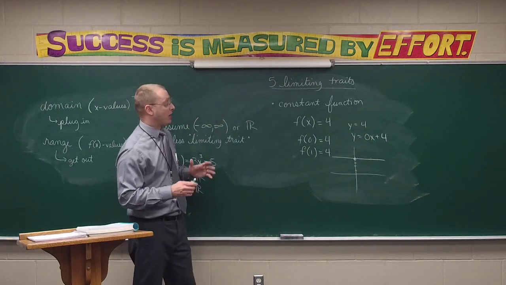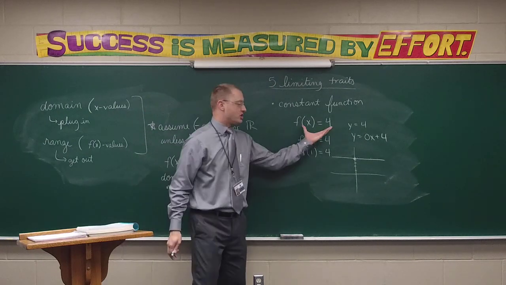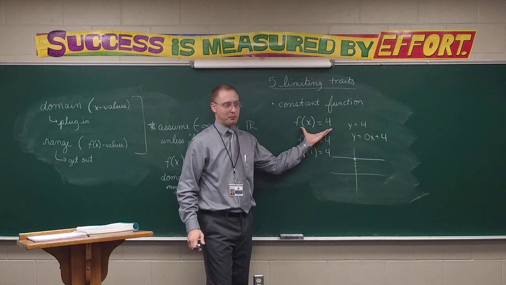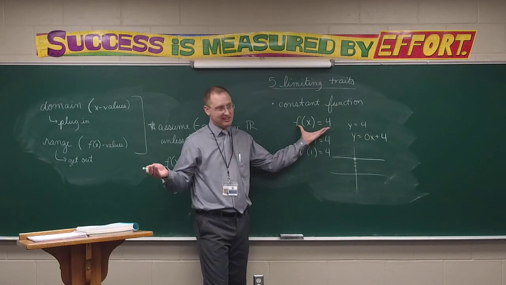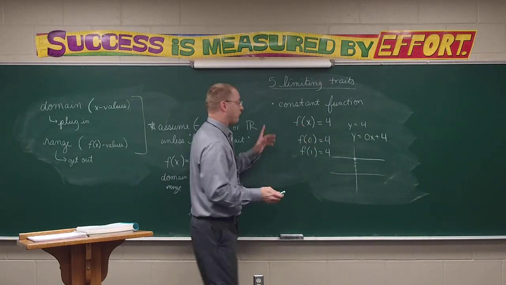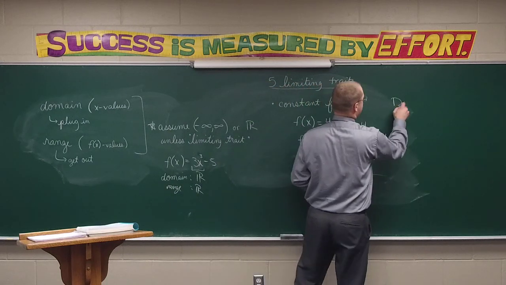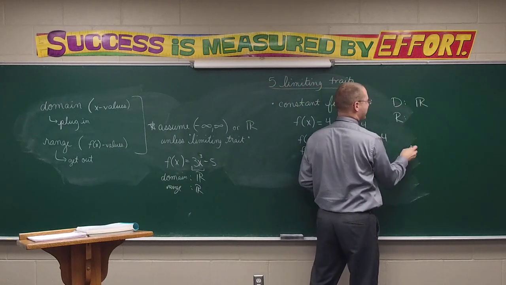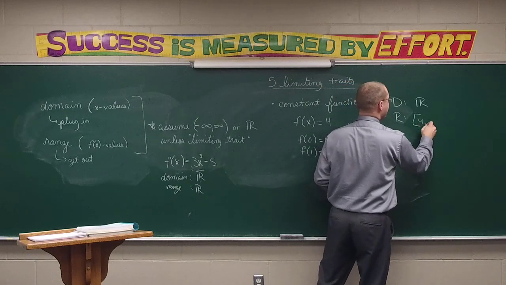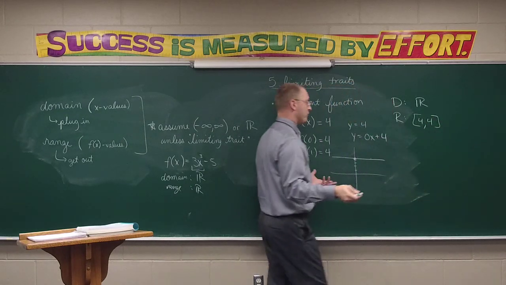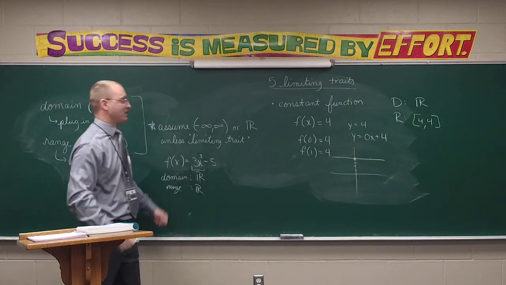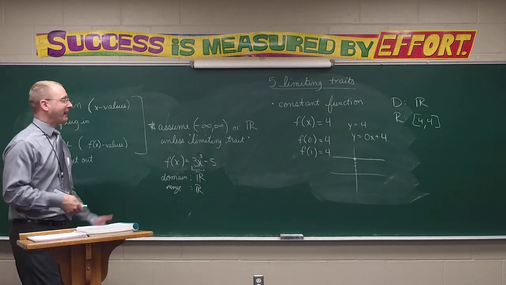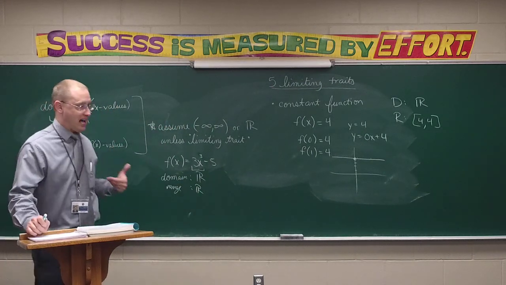Now, is there any limit to what I'm allowed to plug in? Well, considering there's nowhere to plug it in, I guess I can plug in anything I want, right? So for a constant function, we'll say that the domain is all real numbers. But the range is simply going to be, in this specific instance, 4 to 4. In brackets. That one number. Can't be nothing else. That's all you'll ever get out of it.